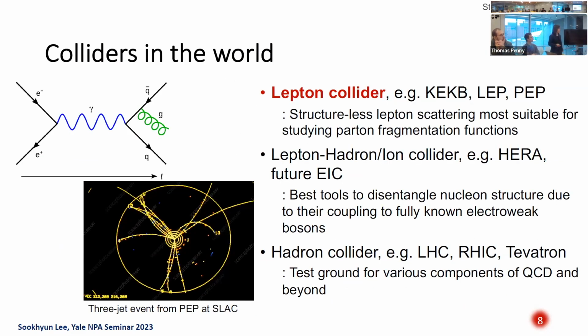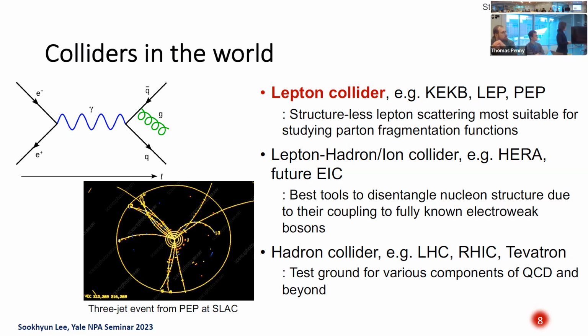So speaking of different collision systems, what are the colliders that there are in the world? The first type is the electron collider, most commonly colliding electrons and positrons, found in Japan, KEKB, and in Switzerland, LEP. Thanks to the structureless electron scattering, these provide the most precise information about the fragmentation functions.